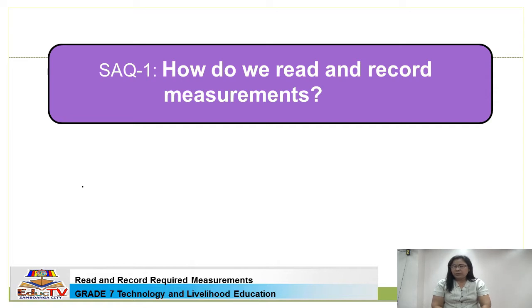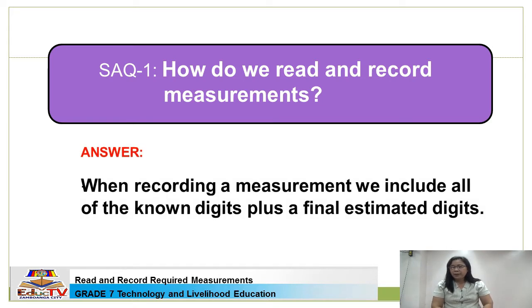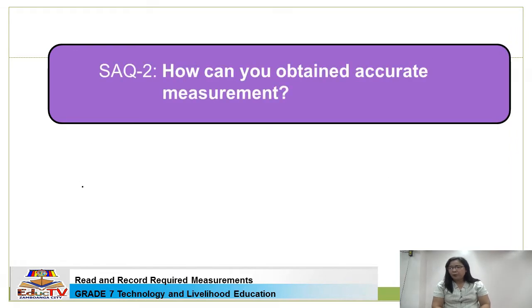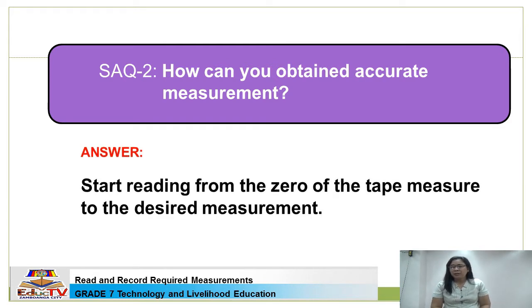Self-assessment question: How do we read and record the measurements? Great! The answer is, when recording a measurement, we include all known digits plus a final estimated digit. Self-assessment question number 2: How can you obtain accurate measurements? Very good! The answer is, start reading from zero of the tape measure to the desired measurement.